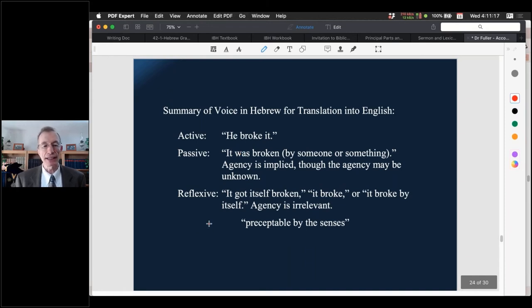And then the reflexive: it got itself broken. It broke by itself, and agency is irrelevant. So to give you one more example of this, when I'd come home and I had little children, I knew by which one they chose who was guilty. The guilty person always used this one: "The jar got itself broke, Dad. I don't know." So if they used a Semitic reflexive on me, I knew who to go after.